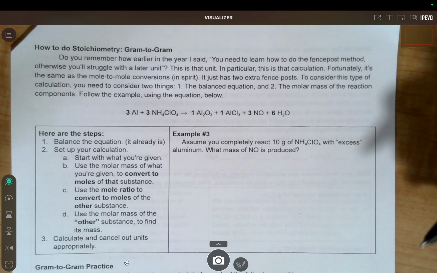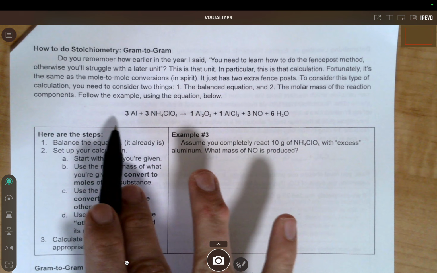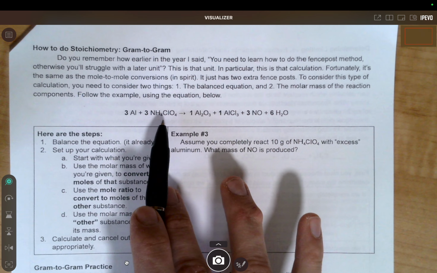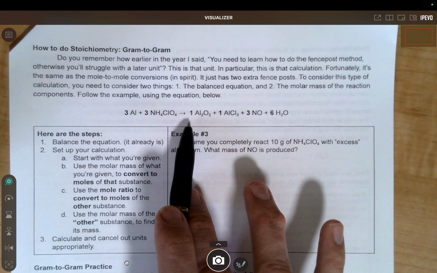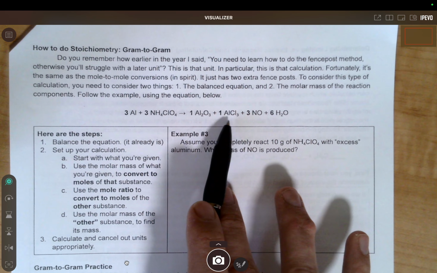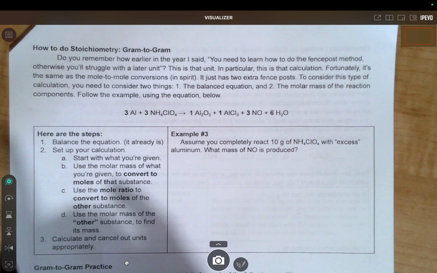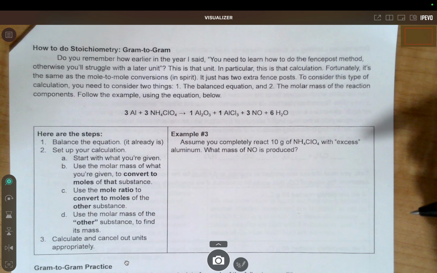So here we go. We have our chemical equation right here. 3 moles of aluminum and 3 moles of ammonium perchlorate react to form 1 mole of aluminum oxide, 1 mole of aluminum chloride, 3 moles of nitrogen monoxide, and 6 moles of water. And now we're going to do some stoichiometric math.